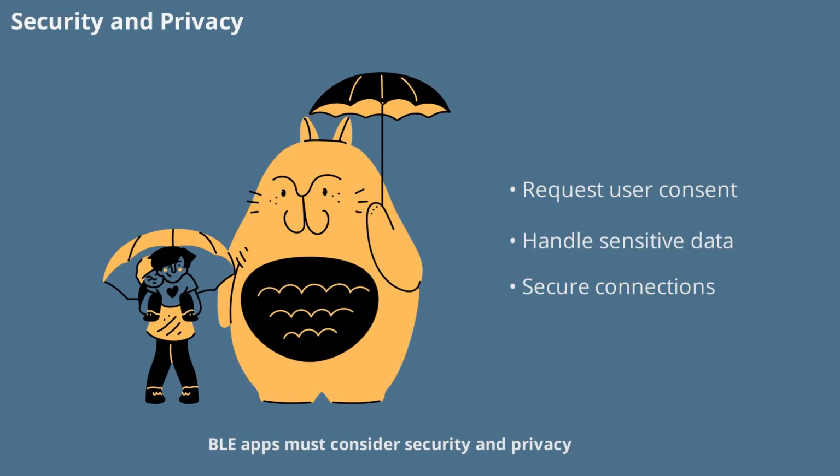BLE apps must consider security and privacy. Always request user consent for location and Bluetooth access and handle sensitive data responsibly. Secure connections and proper permission management protect user information and build trust.